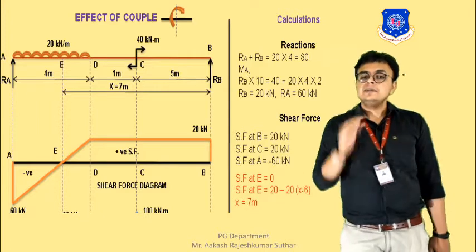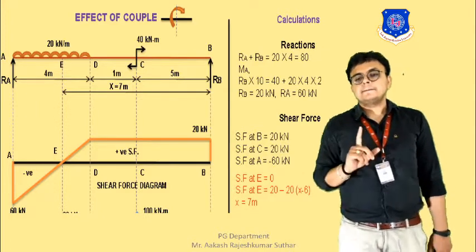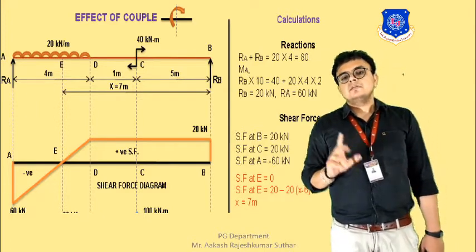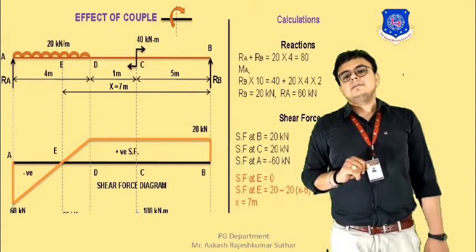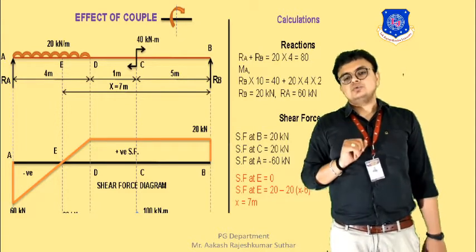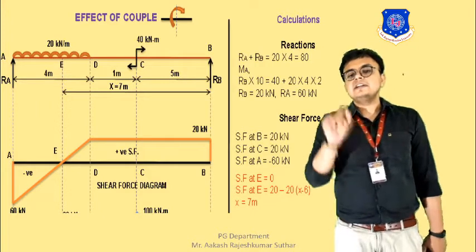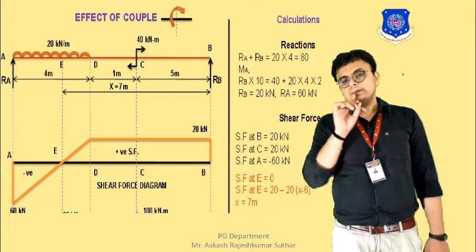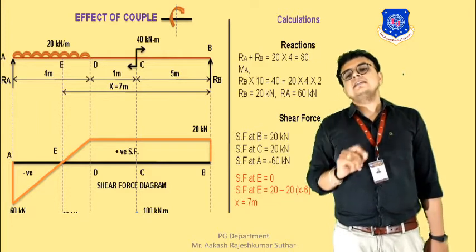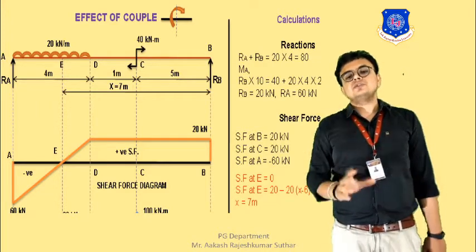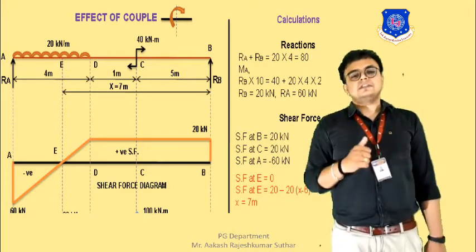And moving towards the A, we have a particular UDL. So plus 20 minus 20 into 4. So plus 20 minus 80, we are getting the shear force at A equal to minus 60.